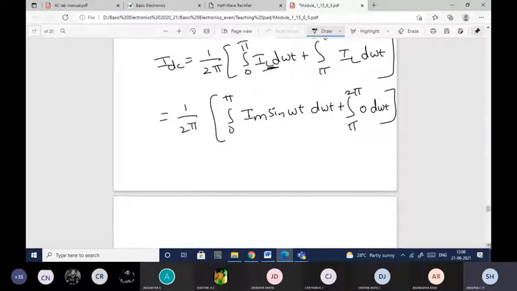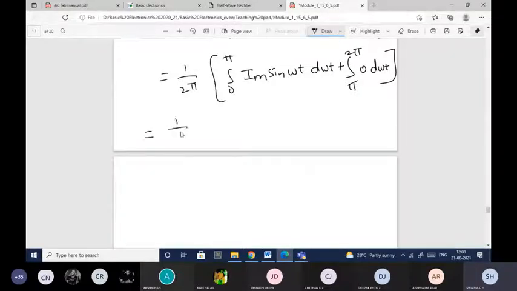Okay, so now what I need to do, I need to just see, anyway Im is a constant, I can take it out. Im integral 0 to pi sin omega t d omega t plus, anyway this is 0. Okay, so this will be equal to Im by 2 pi.